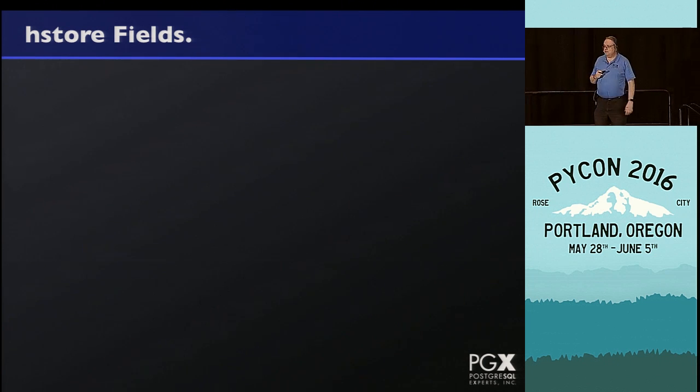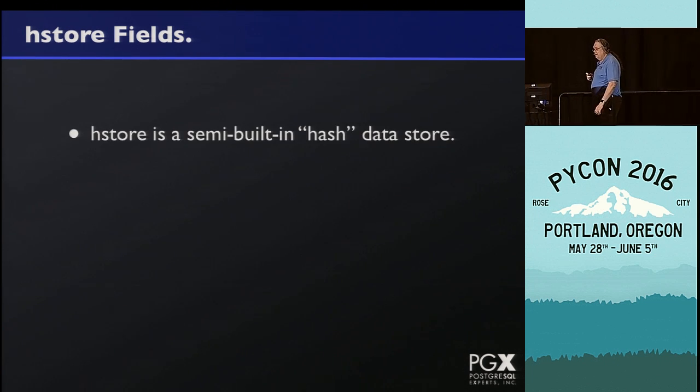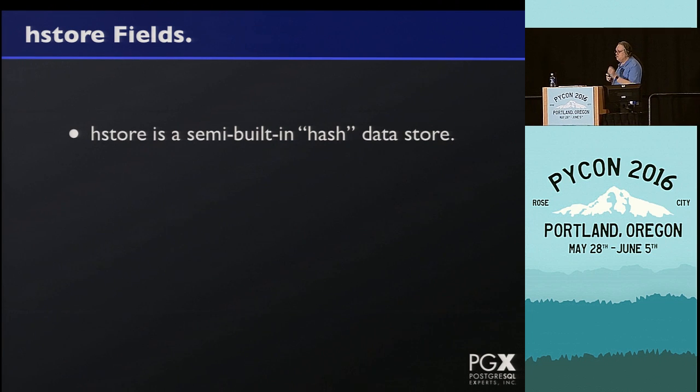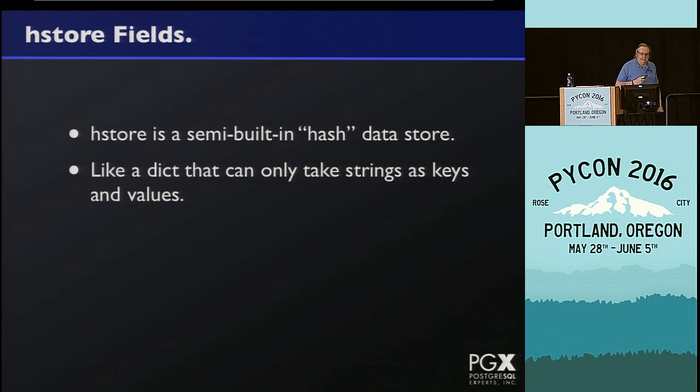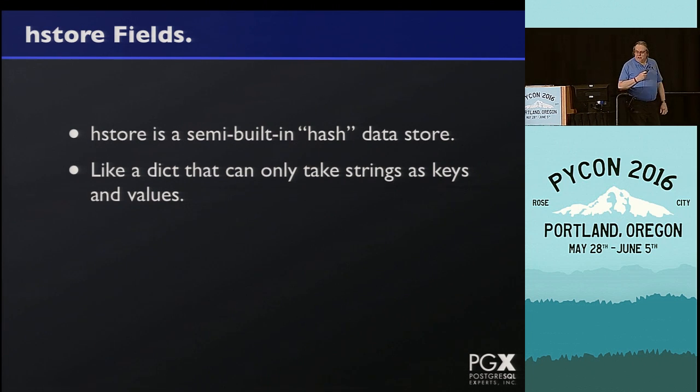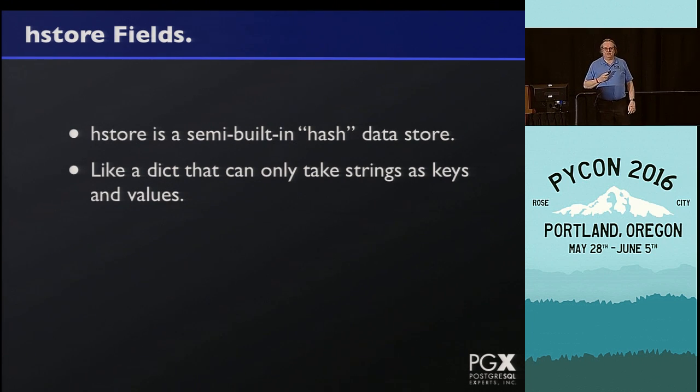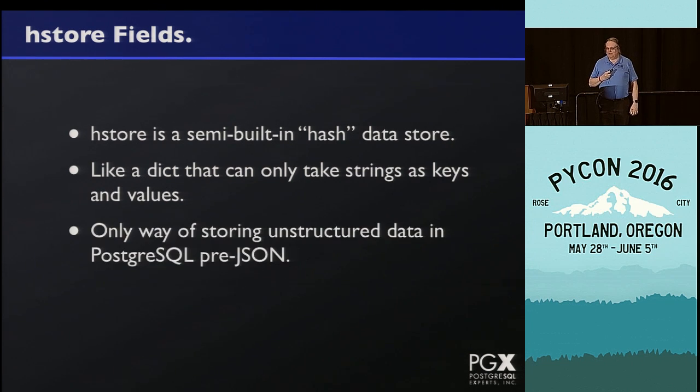OK, and that's arrays. hstore. So for those not familiar with it, hstore is a semi-built-in hash data store. It's like a dict in Python, but it can only take strings as keys and values. So it's a single-level object. That sounds pretty unexciting, doesn't it? Oh well. But it was all we had for a long time. Before we got JSON directly in Postgres, this was it for doing that kind of unstructured data. So we learned to love it.